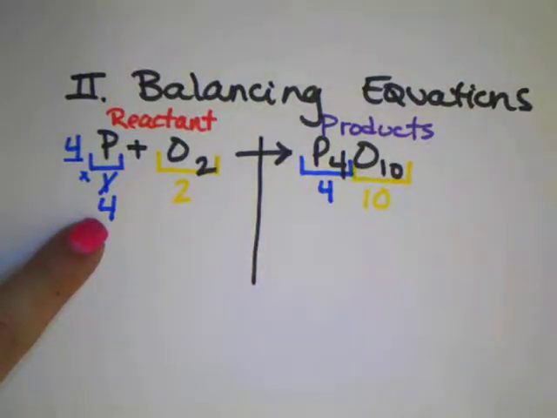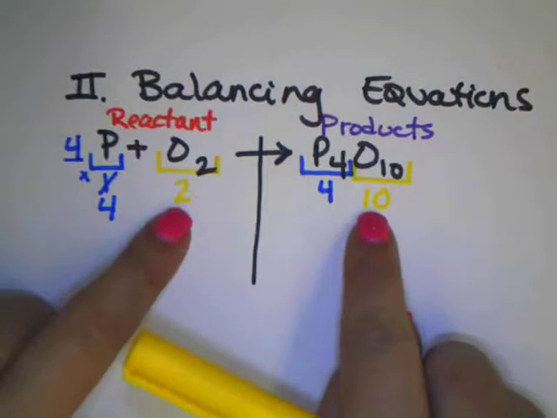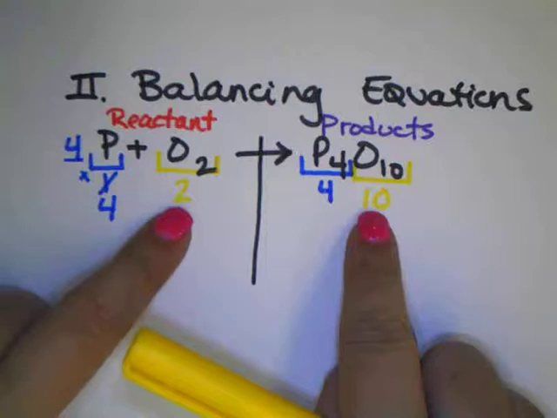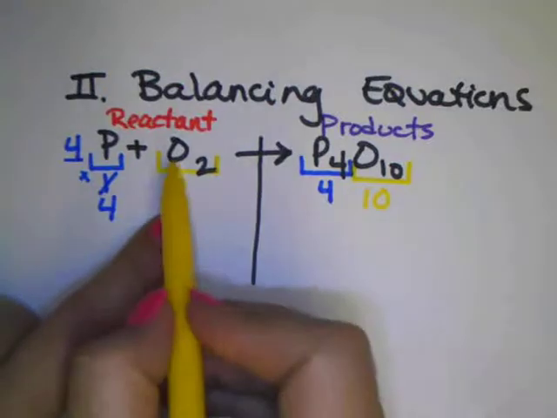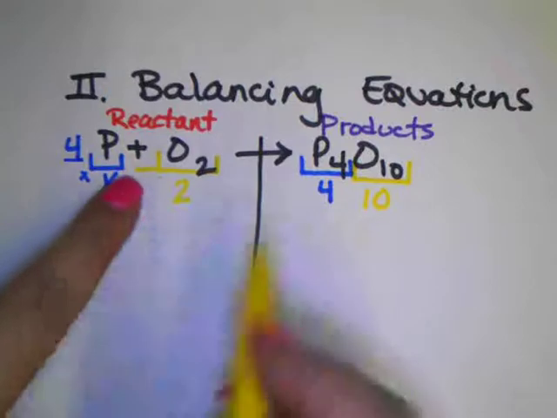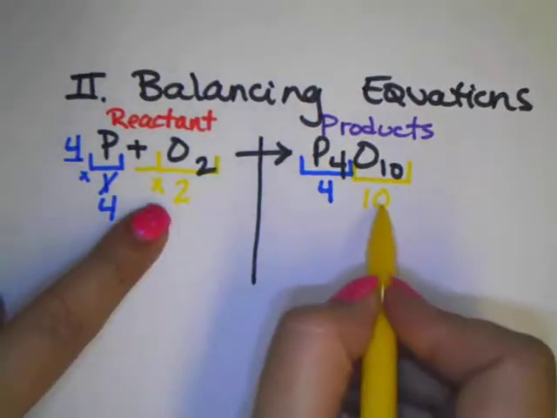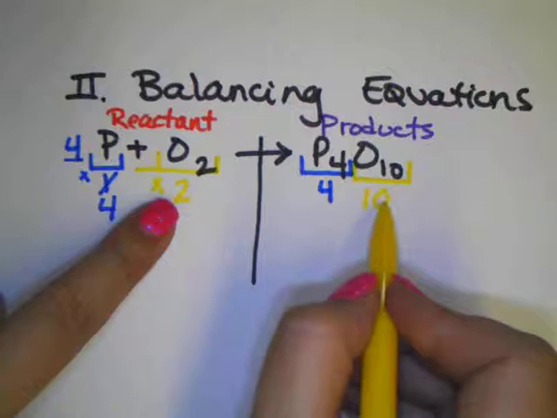The next thing I need to do is look at my oxygens. I have 2 oxygens on the reactant side and 10 oxygens on the product side. These are not the same. In order to fix this, I need to add a coefficient in front of the oxygen. So I'm going to give myself a little coefficient line, and I'm going to say what times 2 is the same as 10, because I want this side and this side to be the same.